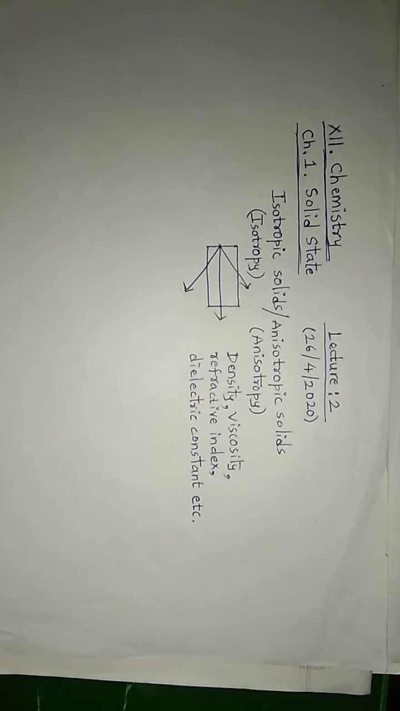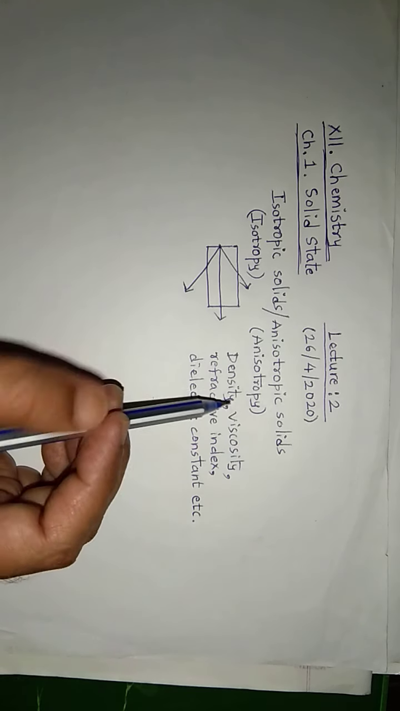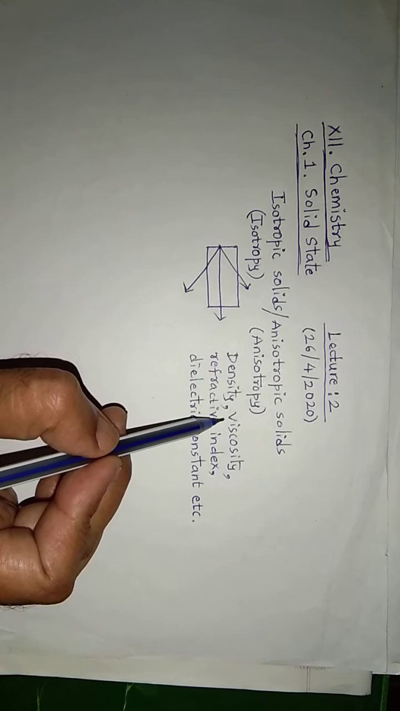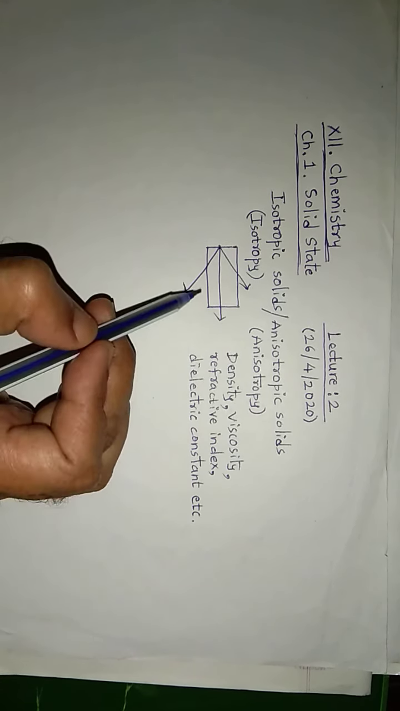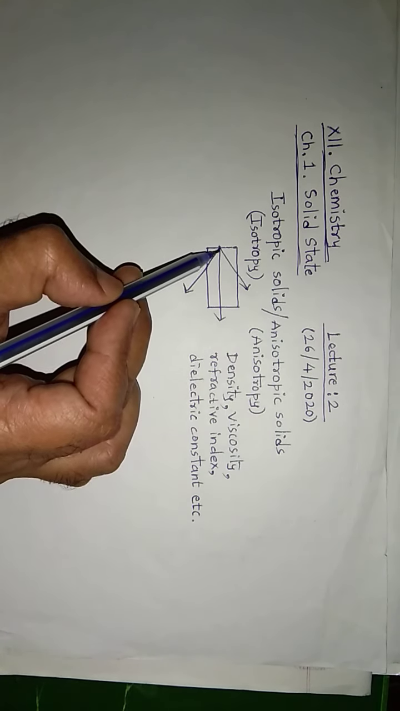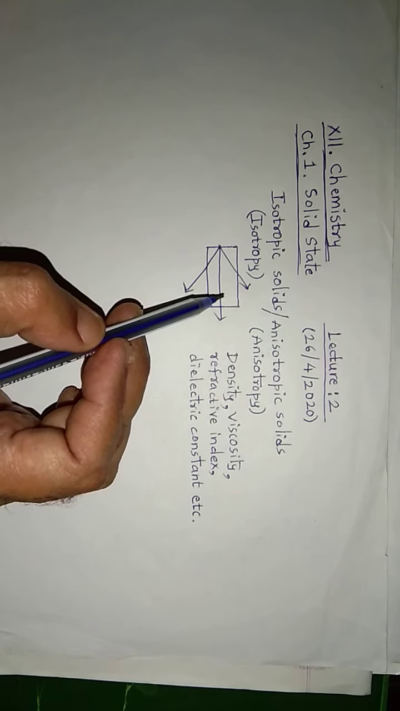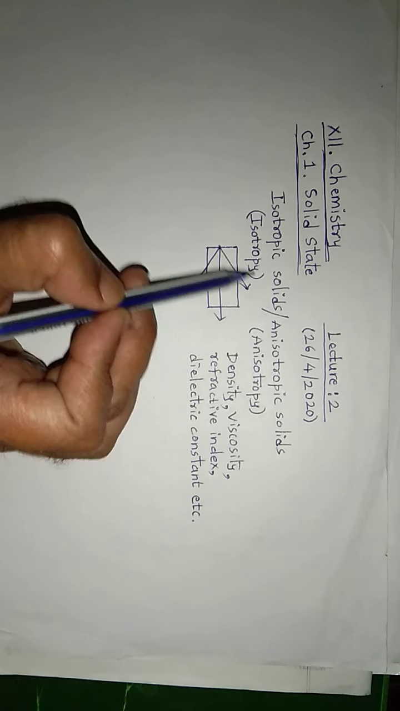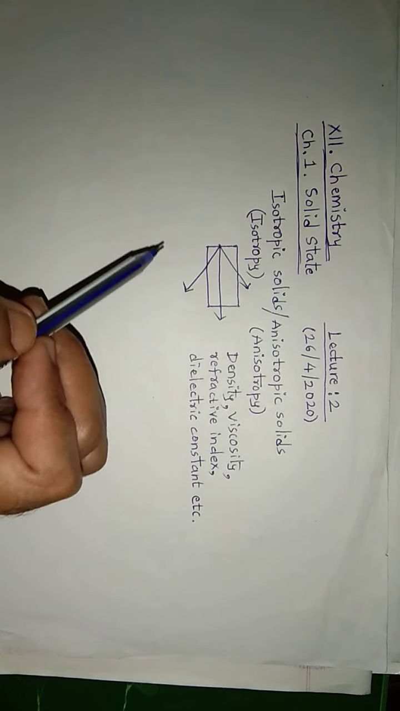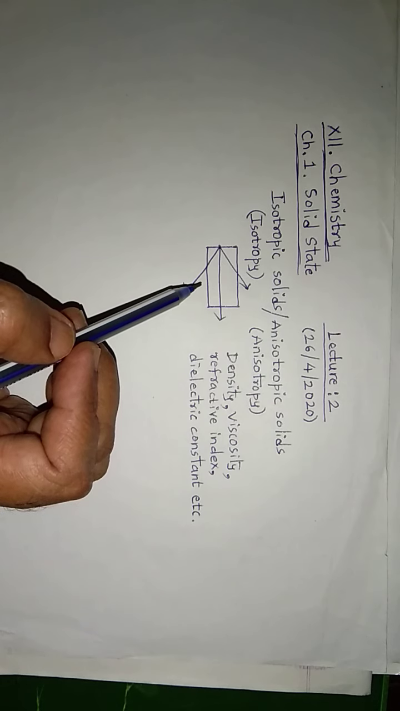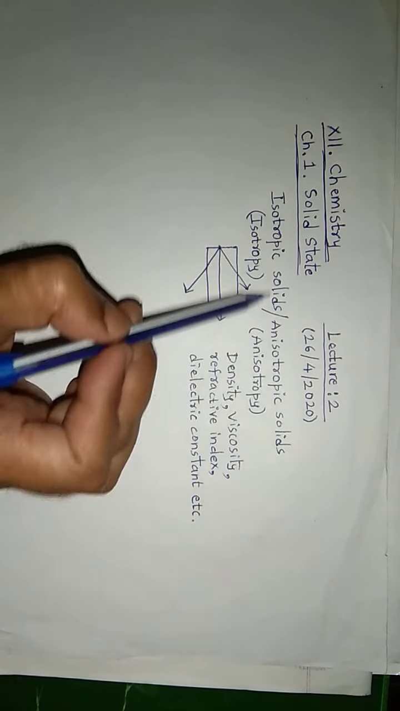Last time, if values of physical properties, physical quantities like density, viscosity, refractive index, dielectric constant, etc. are same in all the directions, in different directions within a solid, then the solids are called isotropic solids, and this phenomenon is called isotropy. Amorphous solids and even crystalline solids like metals exhibit the property of isotropy. They are isotropic solids.